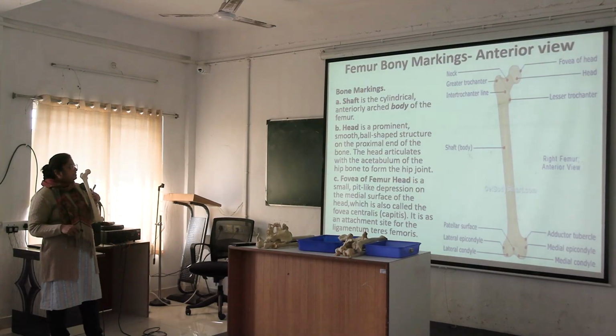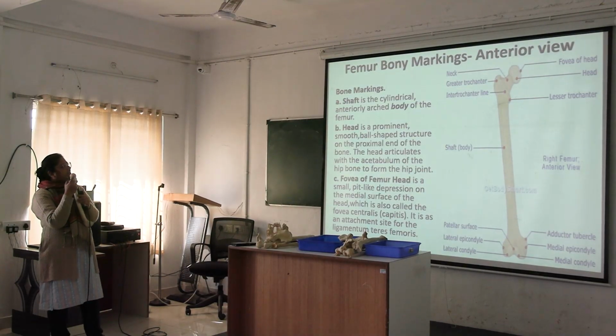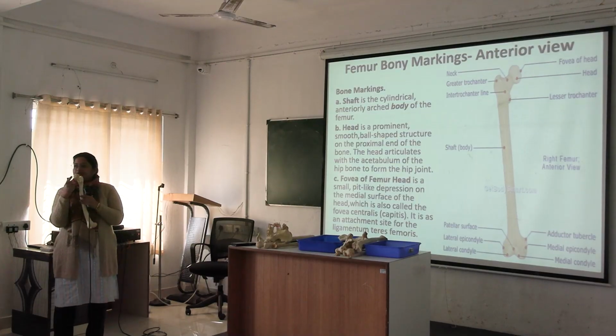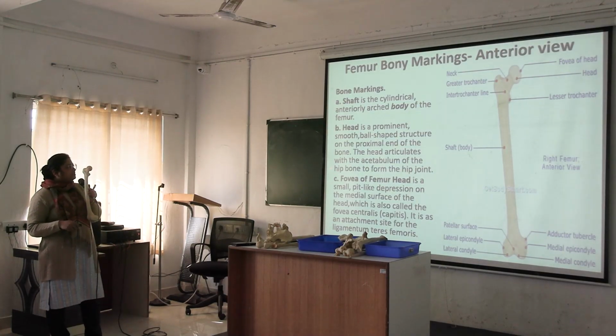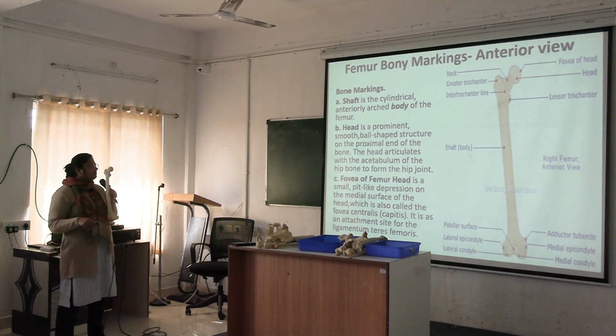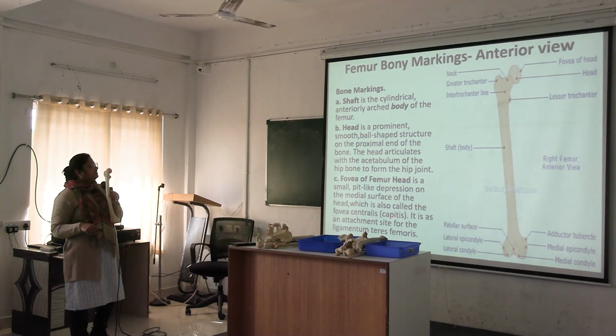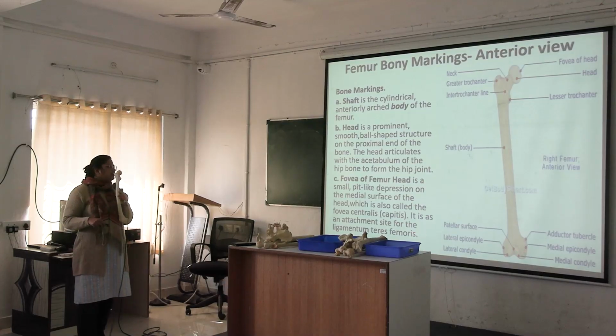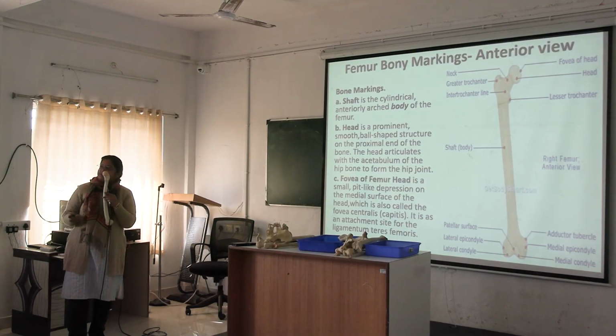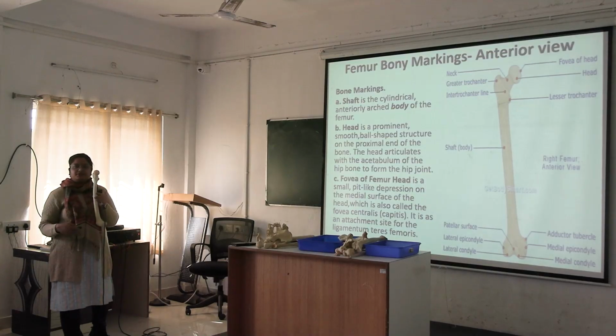Okay. Next, at the center of the head there is the fovea of the head of the femur. It is a small pit-like depression on the medial surface of the head, and this is also called the fovea centralis or fovea capitis, and it is an attachment site for the ligamentum teres femoris. Okay, this ligament is very frequently asked.